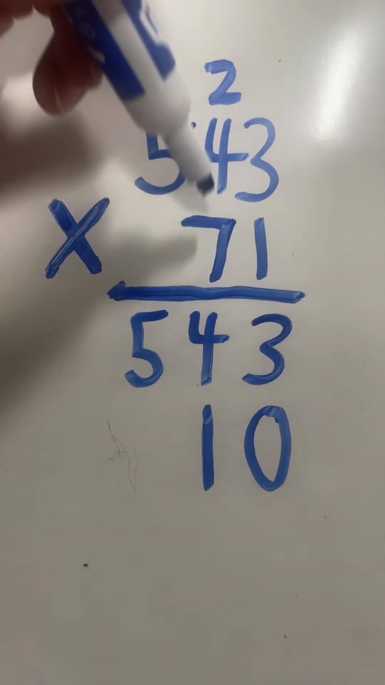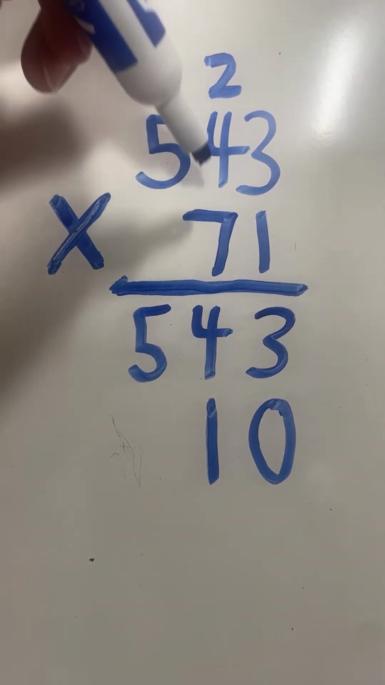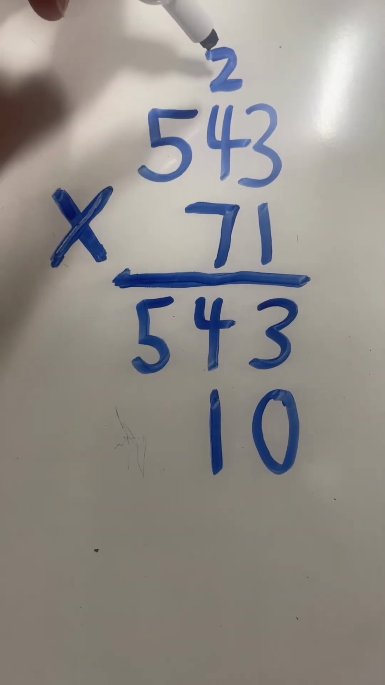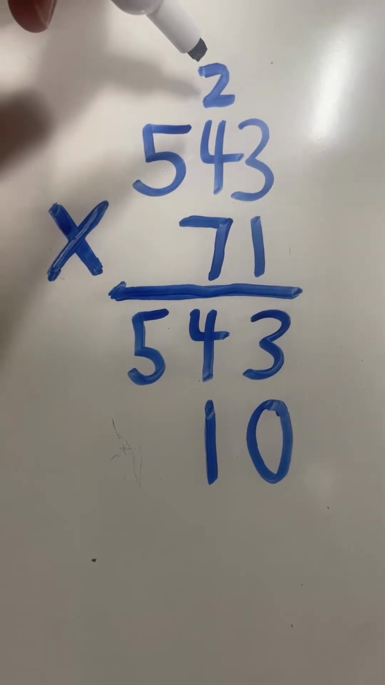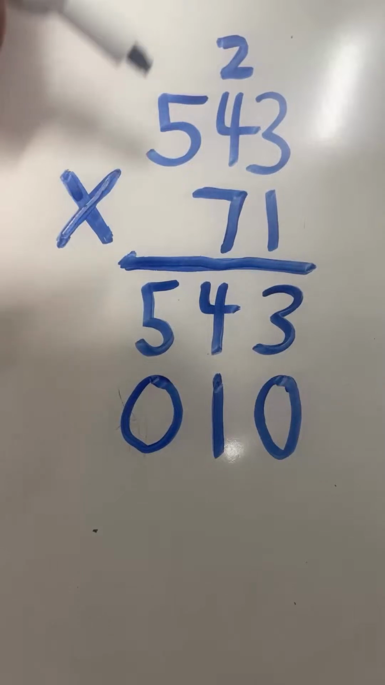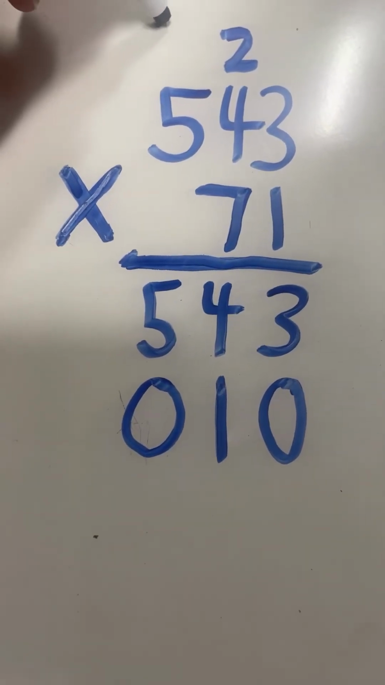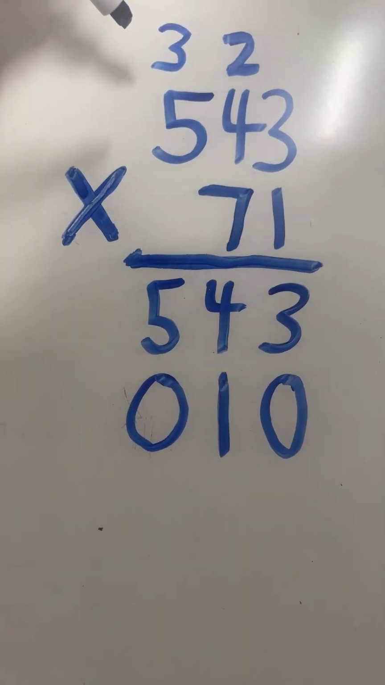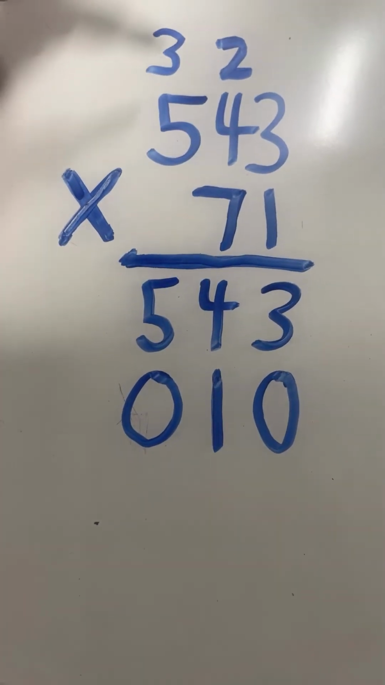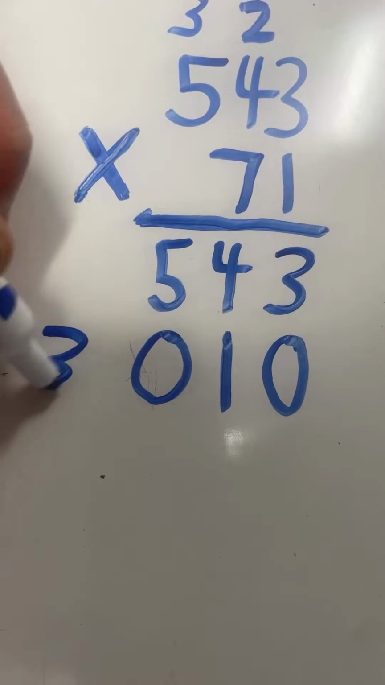Now we need to multiply 4 times 7. 4 times 7 equals 28. We have to add the 2 to our answer. 28 plus 2 equals 30. Again, we have to regroup. The 0 in 30 goes in the hundreds place. The 3 in 30 gets carried over to the thousands place. 5 times 7 equals 35. Plus 3 equals 38.